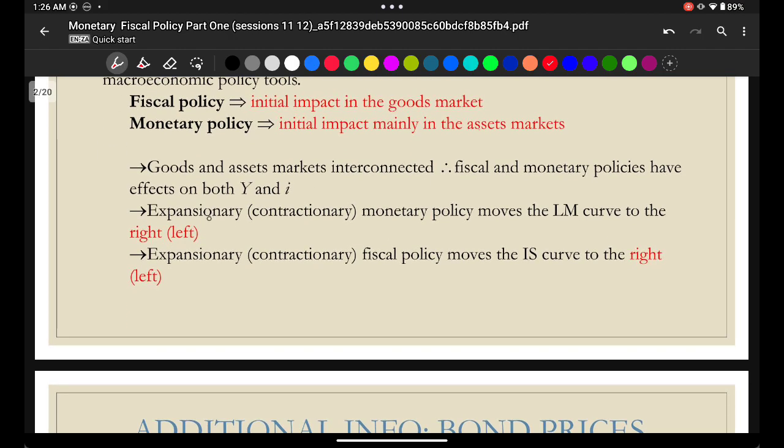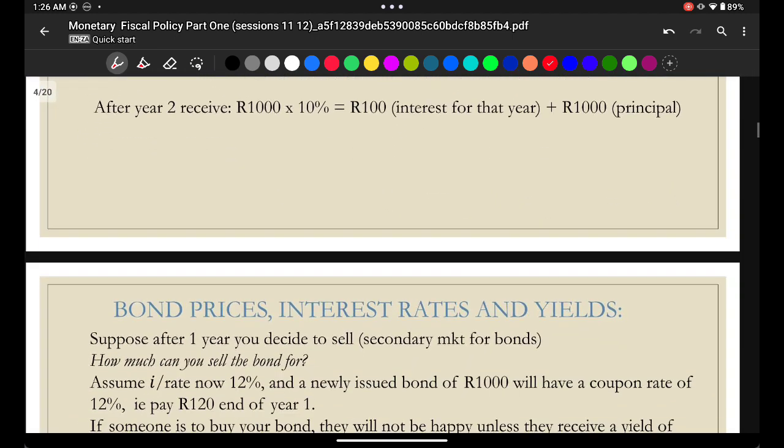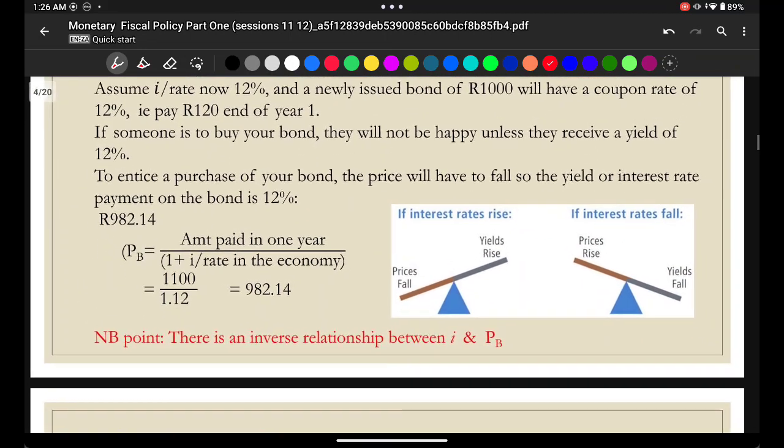Obviously, if there's an expansionary, it moves to the right. Contradictory, it moves to the left of the monetary policy, obviously. And then same thing got to do with the fiscal policy. This you don't need to know the calculation. Basically, what you need to know is this.